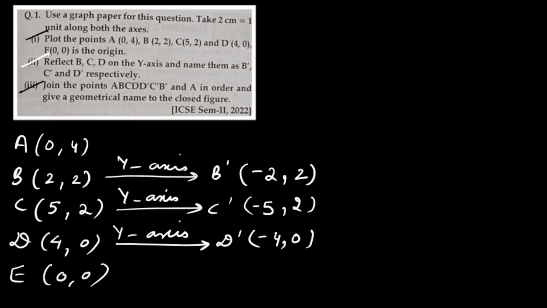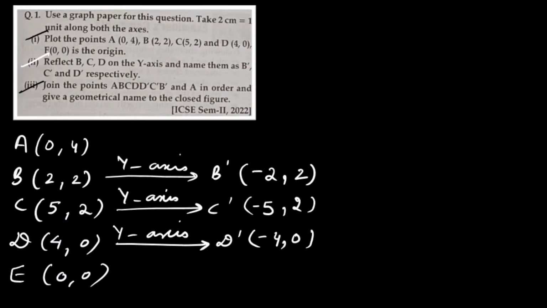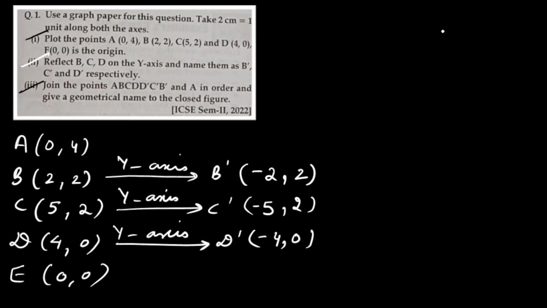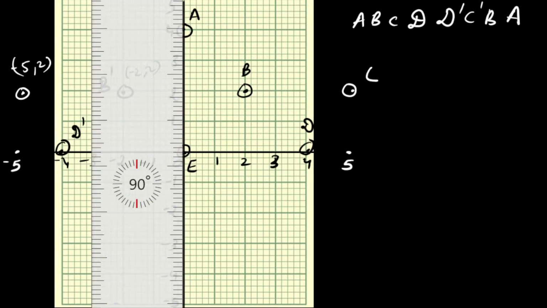Join the points A, B, C, D, D dash. The order they have mentioned, in the same order only you have to join. They have mentioned this order: A, B, C, D, D dash, C dash, B dash, and A. So let's join with the help of a scale. So AB you have to join.